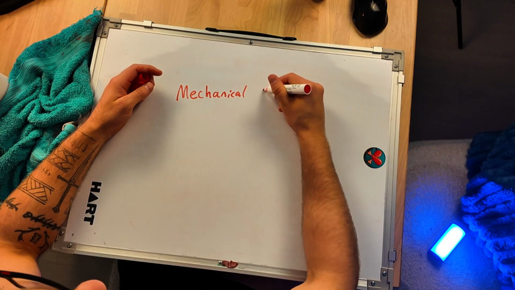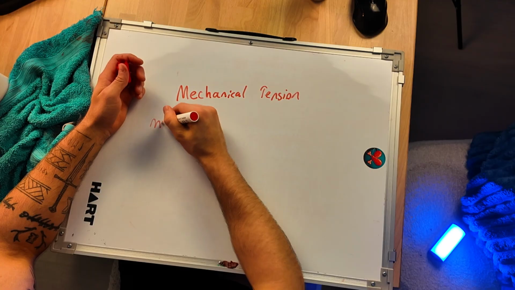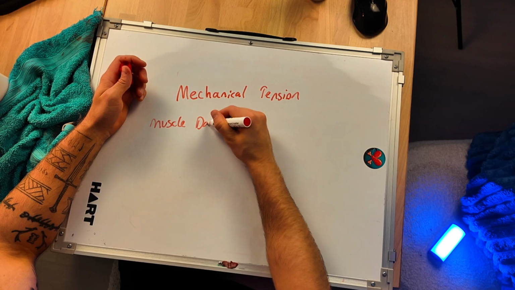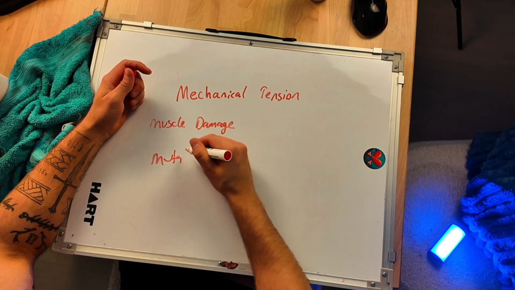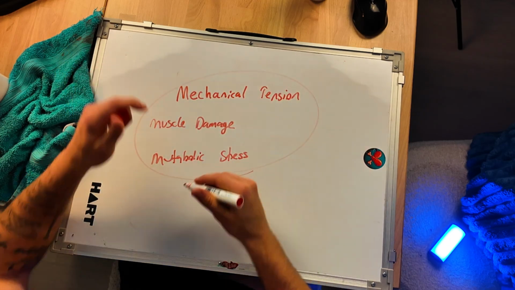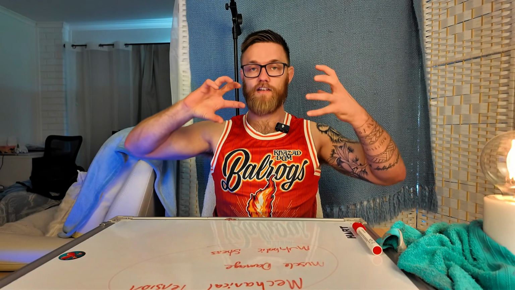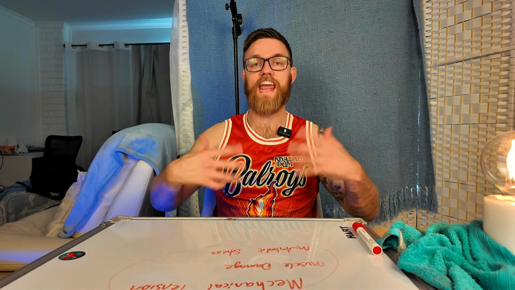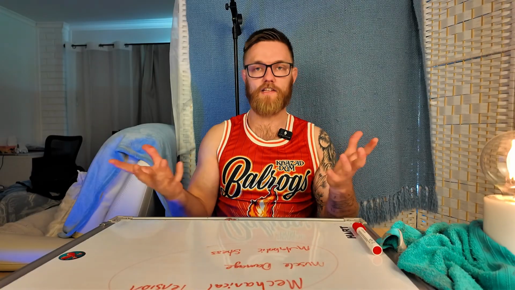Mechanical tension, which is a factor towards hypertrophy, muscle damage, and then metabolic stress. 3 words and 3 phrases you might hear relatively commonly inside the bodybuilding space, or at least on the scientific side of it. Metabolic stress just means that you are creating stress and energy and buildup during movement. It's movement stress, basically.